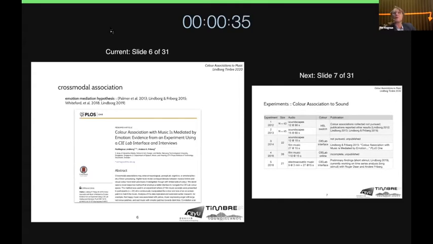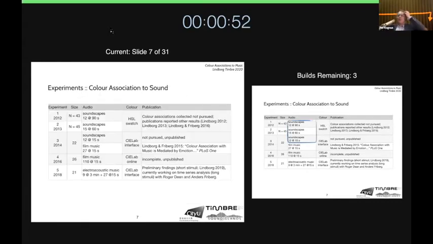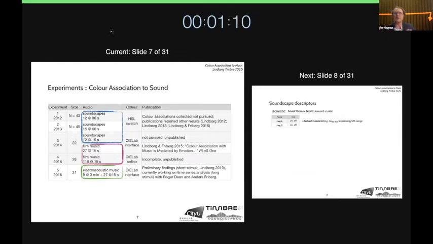Okay, so this is a bit of the theory, and one paper here that some of you, if you're interested in this field, may have come across, regards the emotion mediation hypothesis, which was launched by Stephen Palmer, and continued by myself and Anders Friberg, and then by other people as well. So color association mediated by emotion. I will take you through five experiments here, and essentially to show you how my focus was first on soundscape, and then going towards film music, and now I'm working with electroacoustic music.